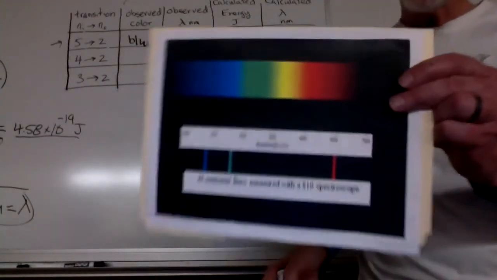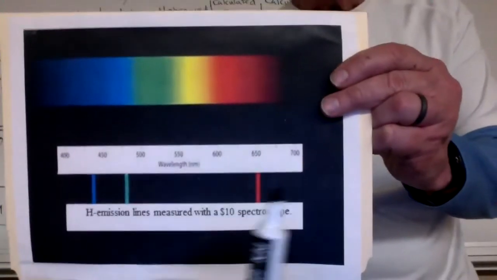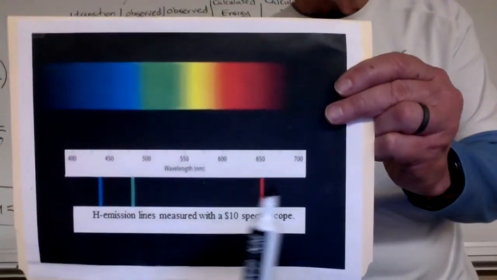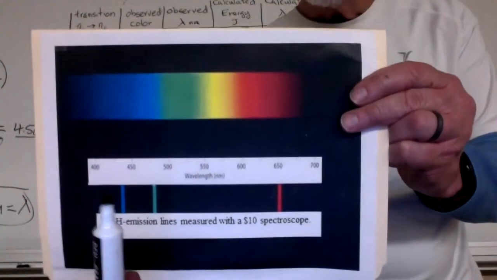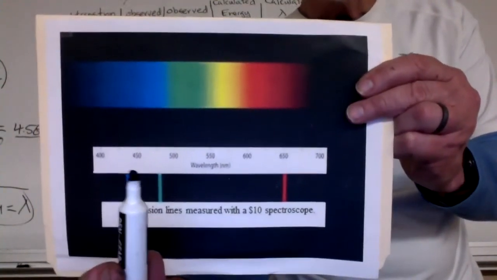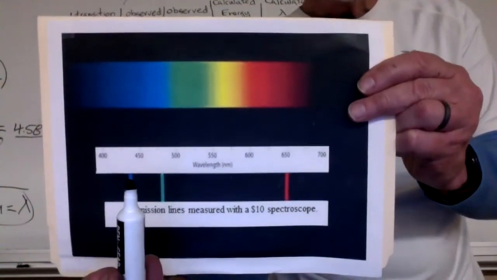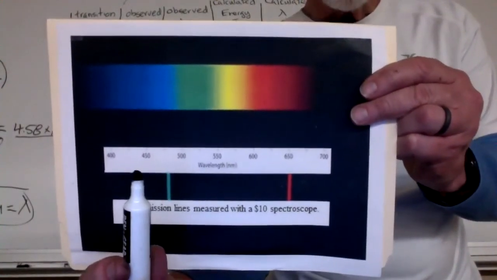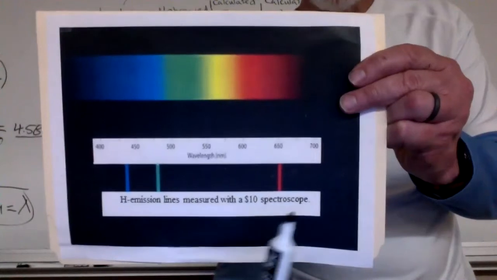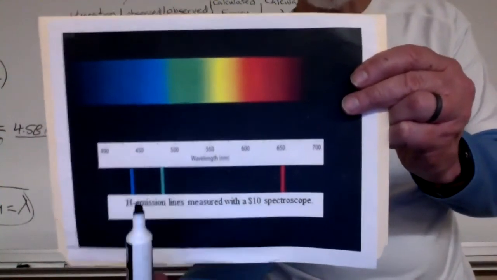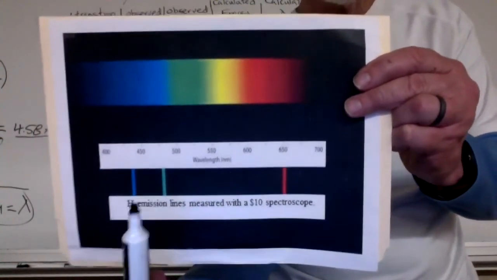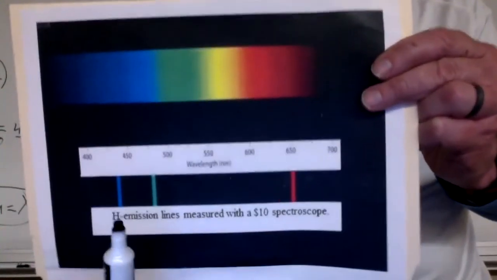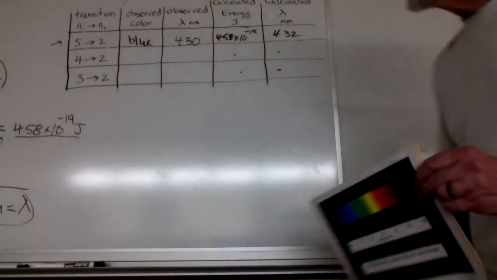And what was the observed? Now this is the experimentally determined wavelength, not calculated using Bohr's model. You find on this scale where it is. Now you can only record 2 sig figs, not 3. So this is going to be somewhere between 430 and 440. But we have a cheap $10 spectroscope that we were using to find the locations of these lines, so we can only get to a precision of 2 sig figs. So I'm going to write 430, and that last digit is uncertain. We don't know what it is.